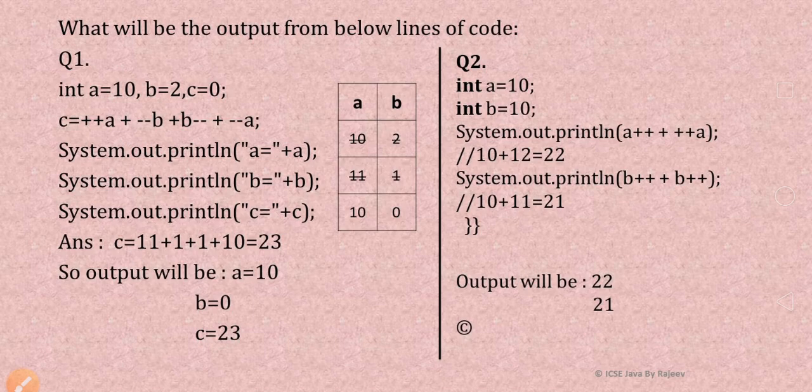Now the second SOP statement, b plus plus. b is already 10, and it is postfix. First we will use 10, plus b plus plus. Here first we use the value, then we update. So we are adding 11 in the place of b plus plus. So 10 plus 11 is 21. The output will be 22 and 21.